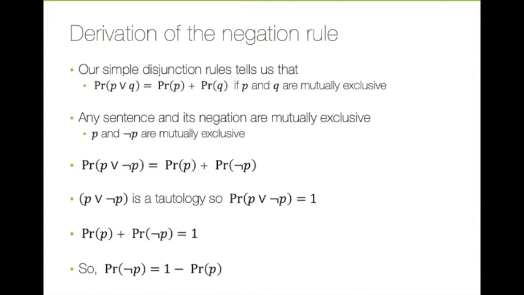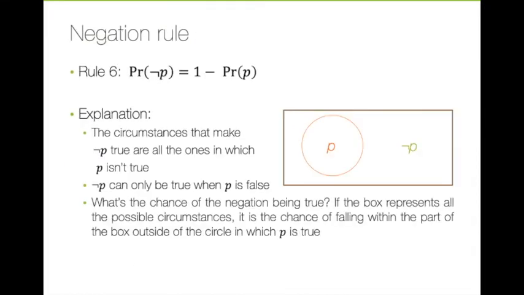But we also looked at this example before. P or not P is a tautology. And we know that there's a rule for the probability of a tautology. It always equals 1. So the probability of P or not P equals 1. Well, we can combine the equality on this line with the equality on the previous line, and that gives us that the probability of P plus the probability of not P is equal to 1. And by doing some basic rearranging of this formula, we get that the probability of not P is 1 minus the probability of P. So that's our negation rule.